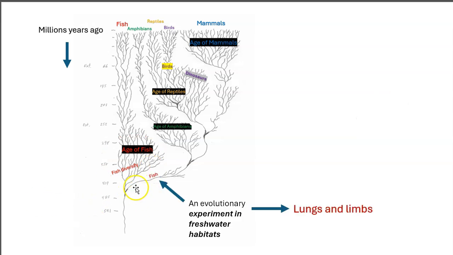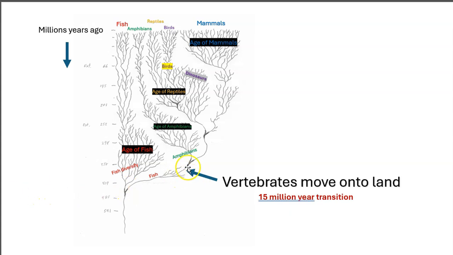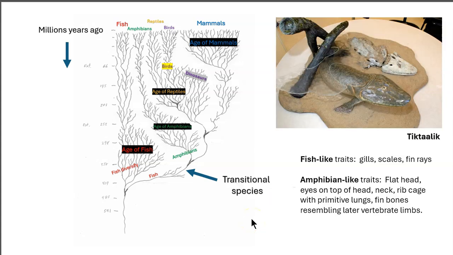Now, notice this branch here. There was a very interesting evolutionary experiment going on in freshwater habitats, the evolution of lungs and limbs. And this would permit vertebrates to move onto land. Now, this transition from fish to amphibians, the fossil record indicates, took something like 15 million years. Now, we get a nice glimpse of this transition with a creature like Tiktaalik. Here we see a reconstruction of what scientists think Tiktaalik looked like, and here is a replica of the actual fossil bones found in the rocks.